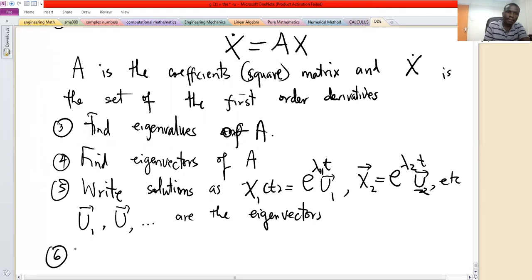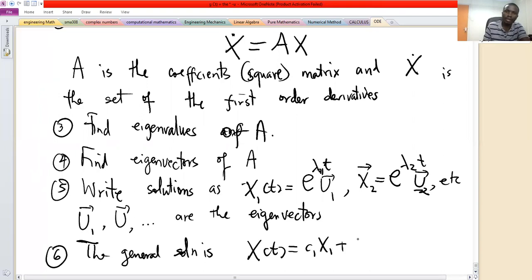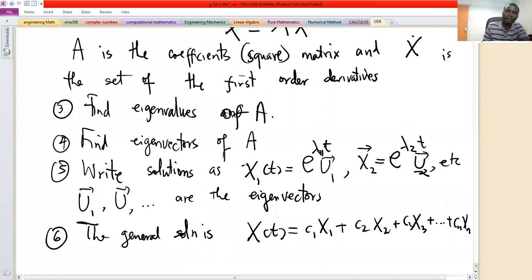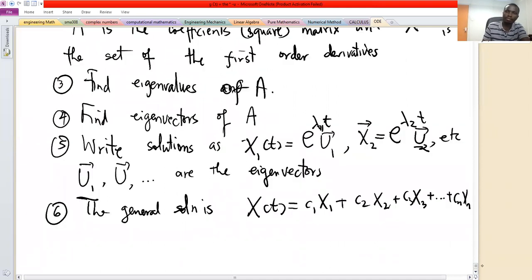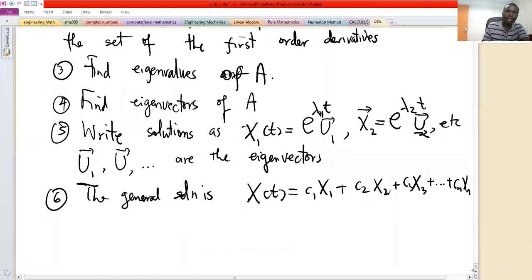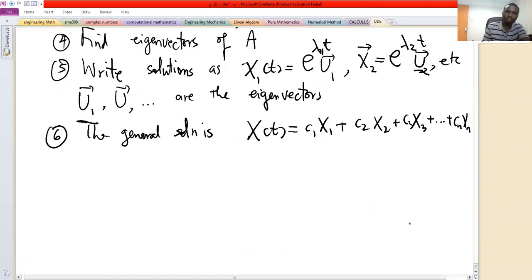And then number 6, the general solution is x of t equals c1 x1 plus c2 x2 plus c3 x3 up to plus cn xn. What I'm listing is just the general way of solving any higher order derivative by matrix method.